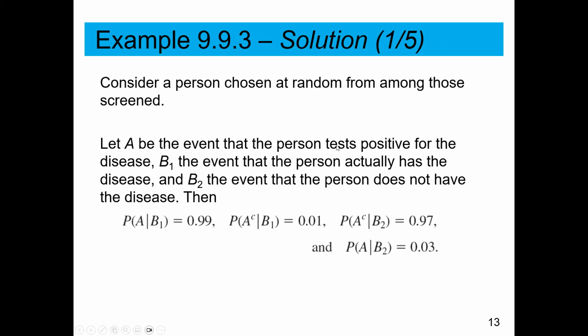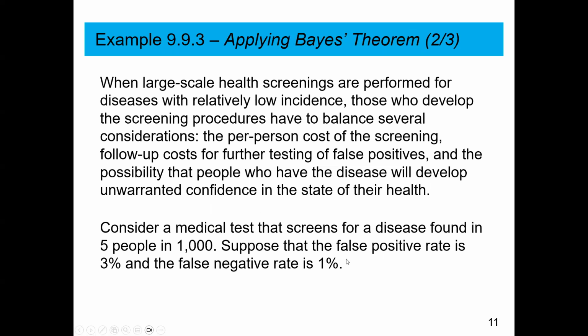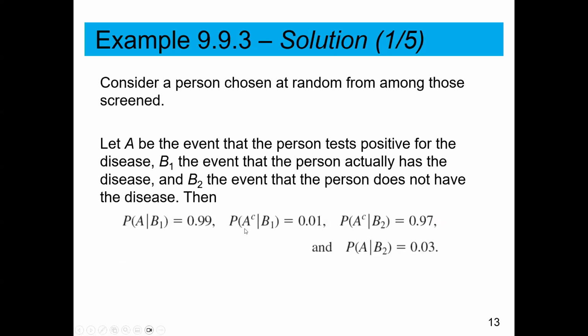Let A be the event that the person tests positive for the disease, and B1 the event that the person actually has it. So the probability that they test positive, given that they have it, is 0.99. We got that because the false negative failure rate was 1%. The opposite probability, that they test negative and actually have the disease, is 0.01.